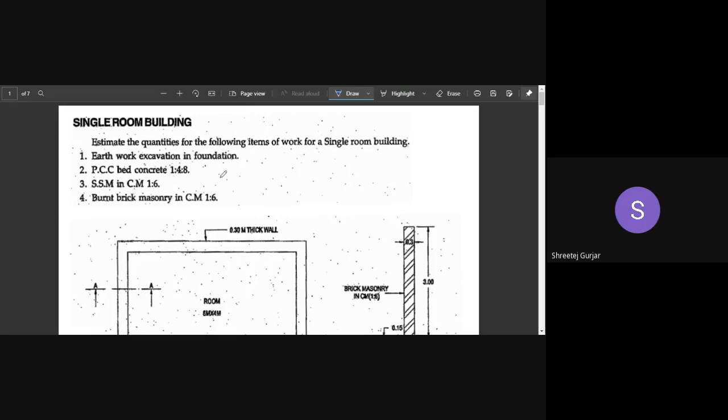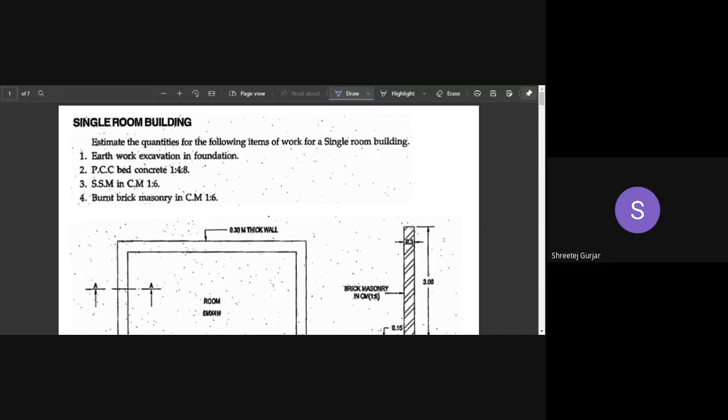So as we will read, what is the question, what is the problem here. It is: estimate the quantities of the following items of works for a single room building. Only the following things are to be estimated and not all the things. They have mentioned a few things, only those quantities we need to estimate, not the rate and the abstract.